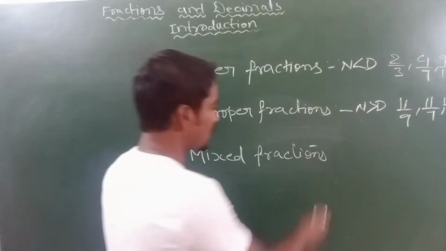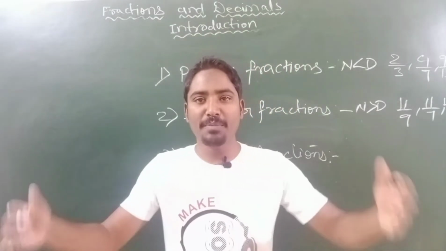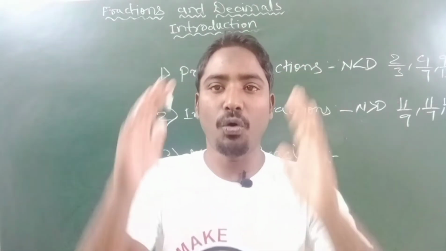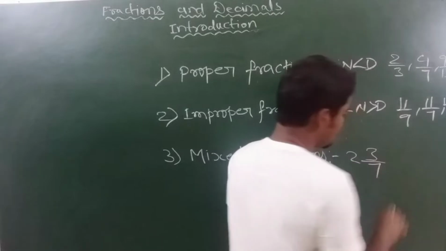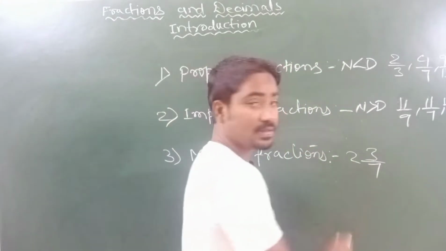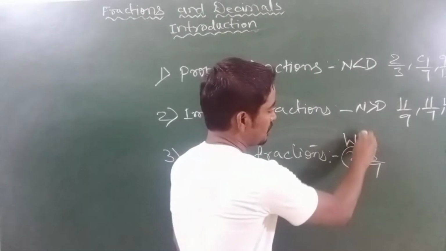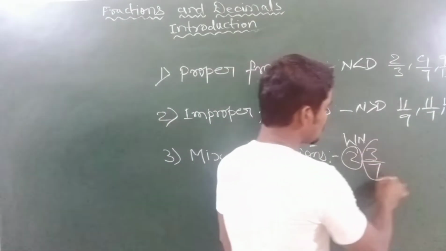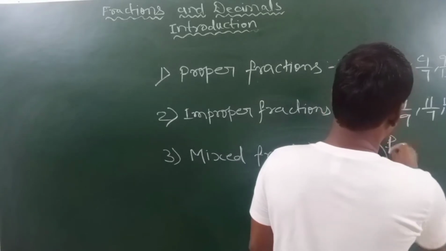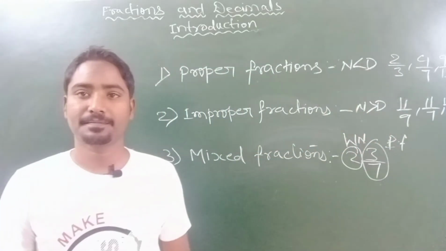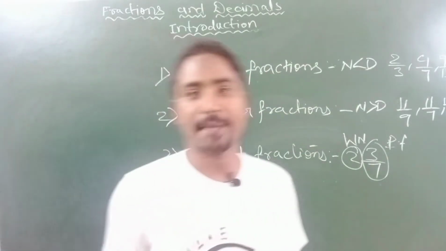Now the third type of fraction, that is mixed fraction. Mixed fraction is nothing, students, but a combination of a whole number and a fraction. Like suppose 2 and 3 upon 7. If you observe it carefully, this 2 is nothing but a whole number, and this 3 upon 7 is nothing but a proper fraction. So I hope that you understood these all three types of fractions.